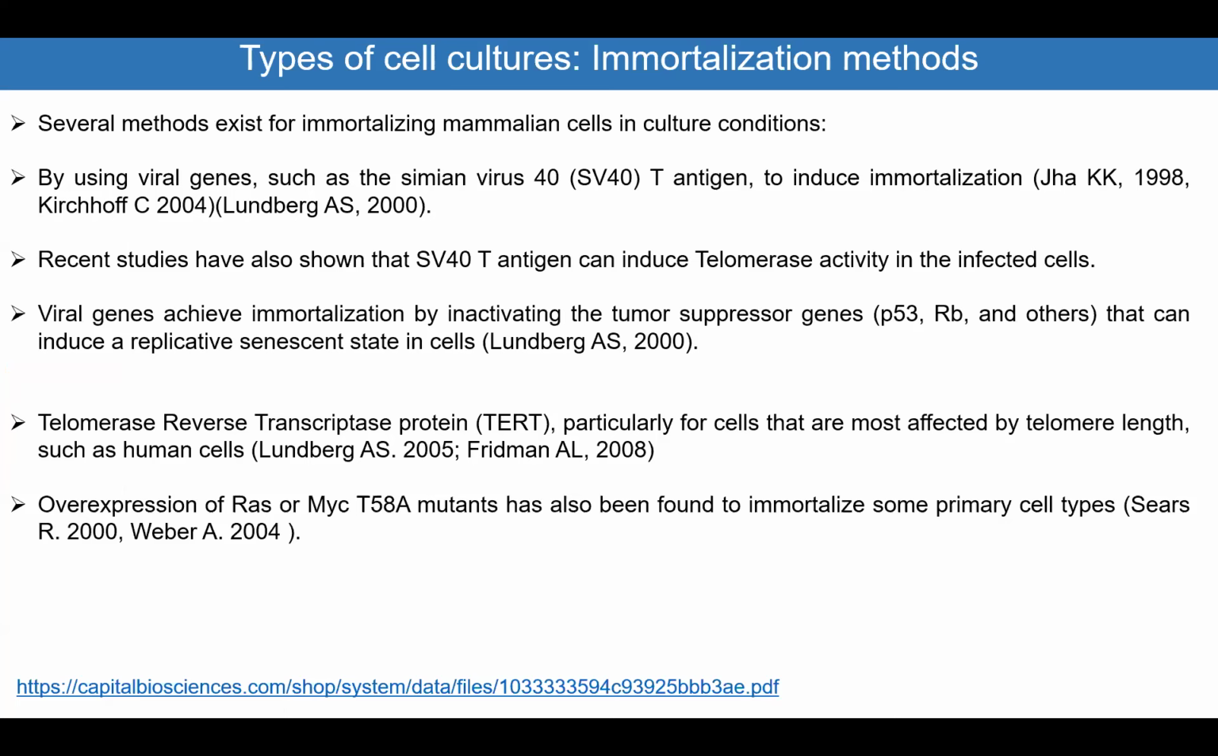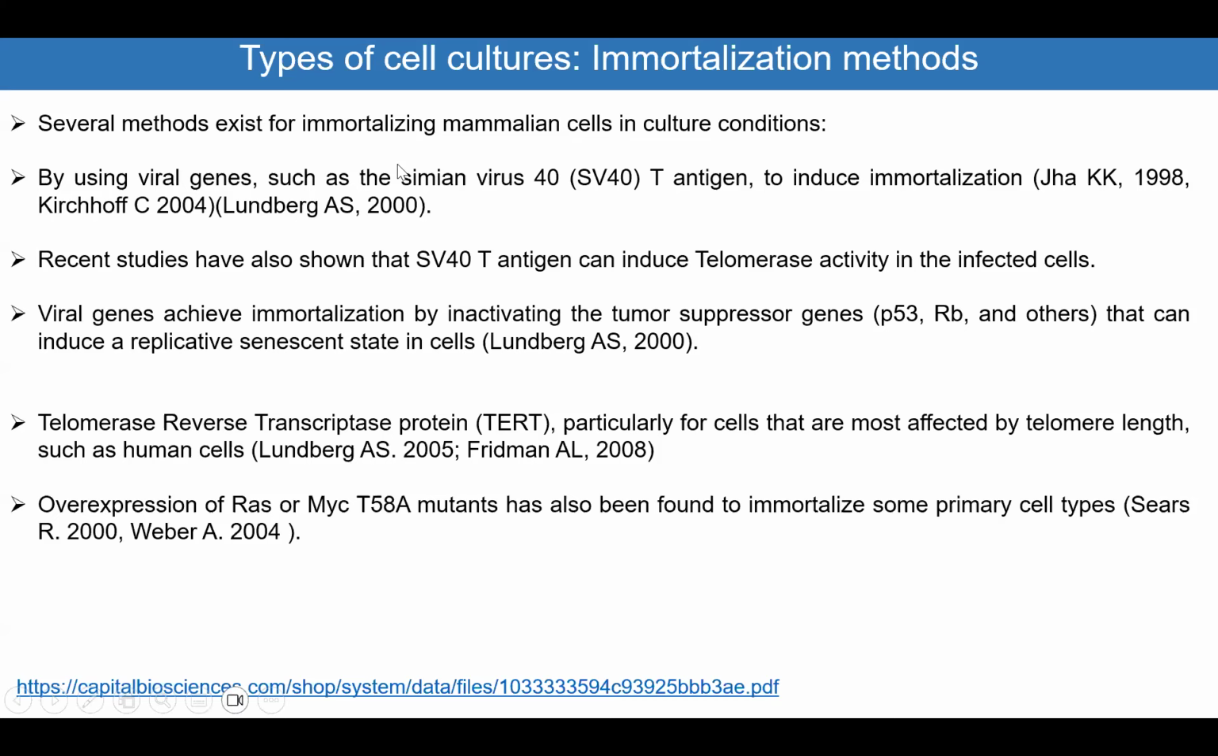So how do we achieve to immortalize cells? There are several methods to immortalize mammalian cells. First, by using viral genes. And why do we like viral genes? Just to let you know, whenever a virus is infecting our cells, most probably parts of the viral genome is inserted to our genome.